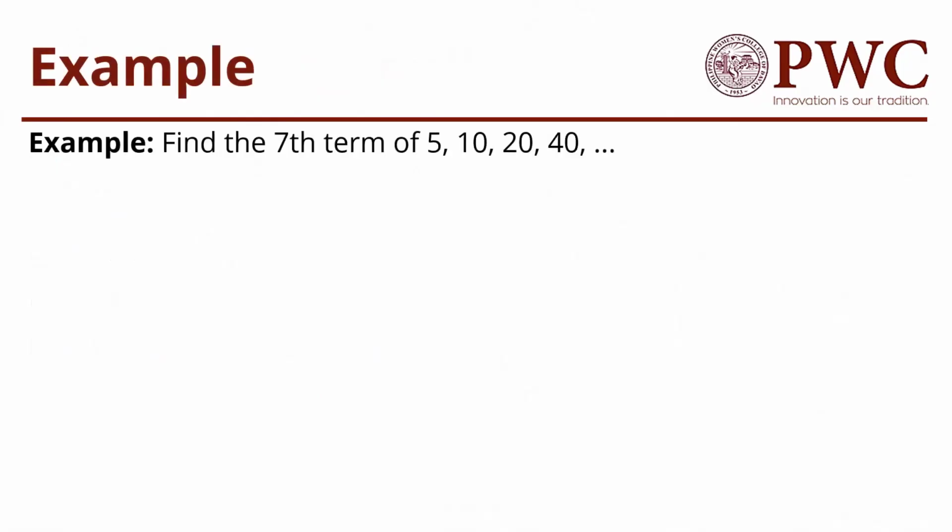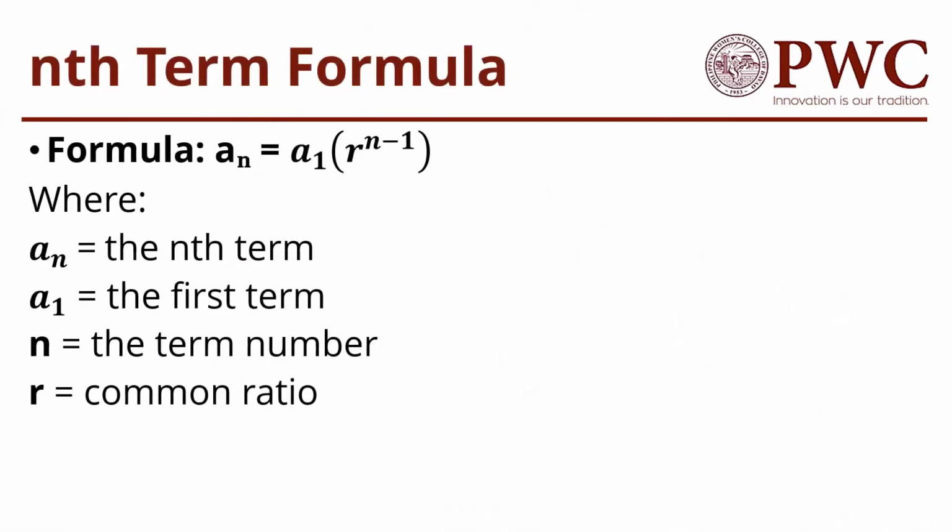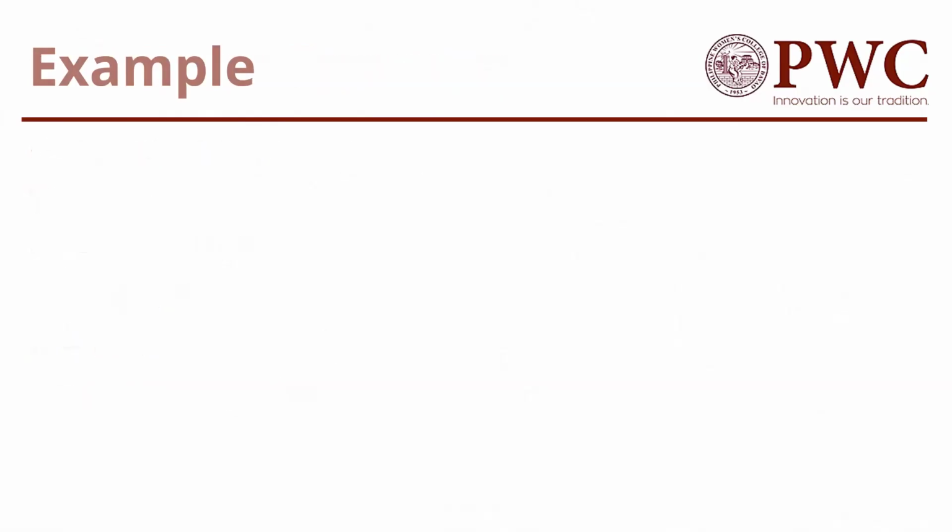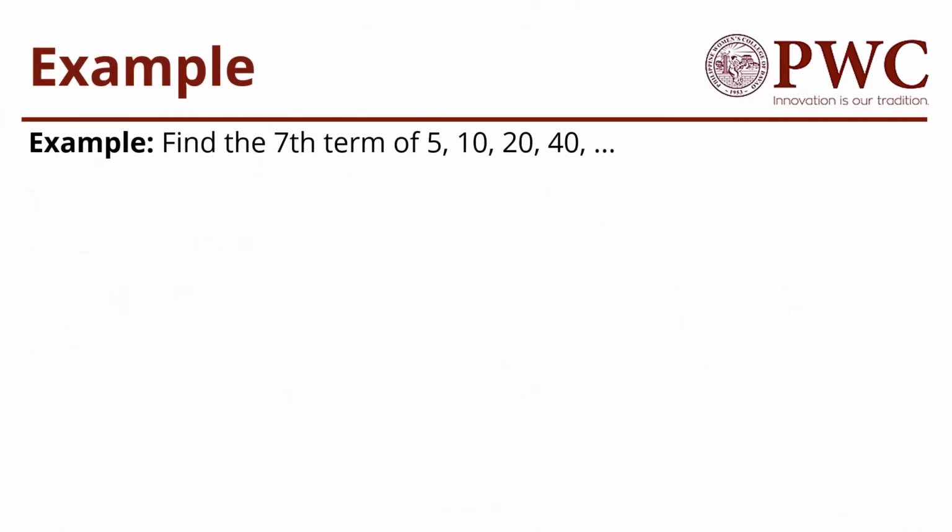Now let's have an example. Here, the nth term, again, let us have a recap. When we say the nth term, it means that we need to solve for a particular term or position of the term of a given geometric or arithmetic sequence. And in this case, this is a geometric sequence. Now, we are given a task to solve for the seventh term of the geometric sequence 5, 10, 20, and 40.